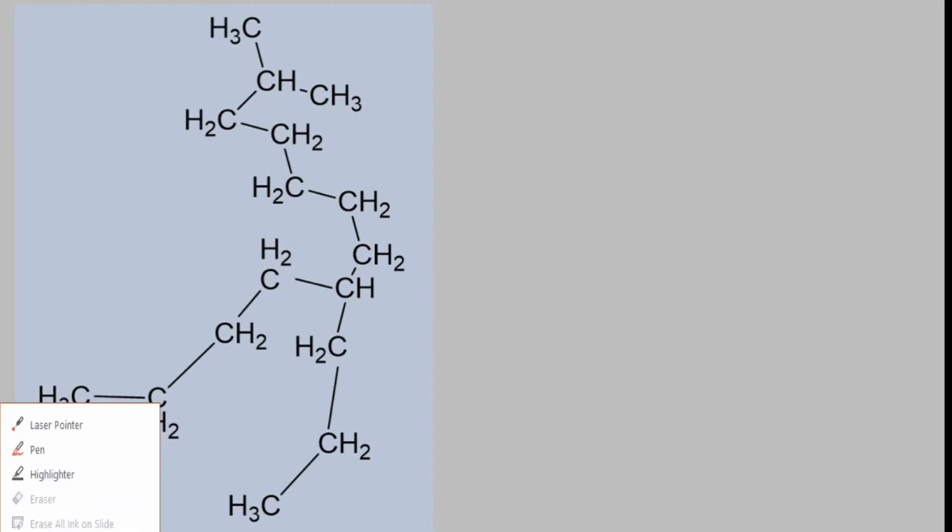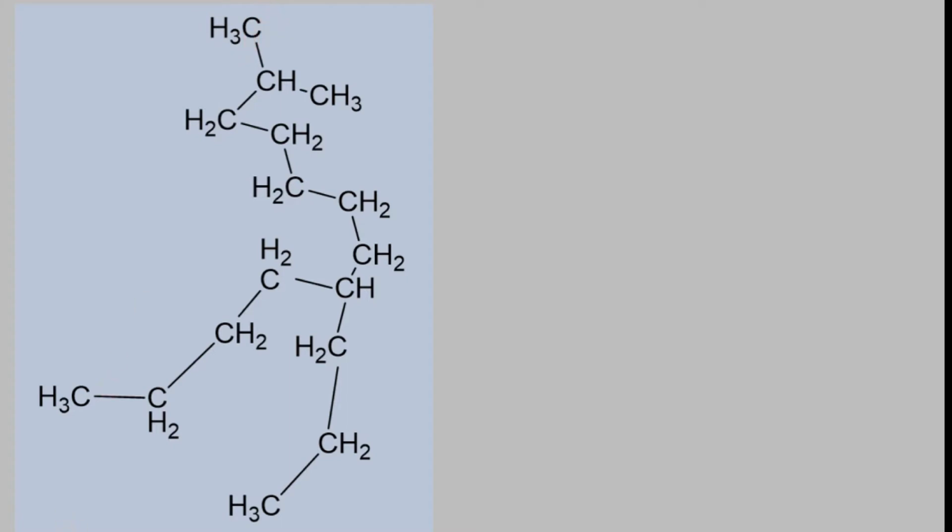So students, let's solve this structure. The first step is to find out the longest continuous chain, right? Then we locate the subsequent, and then further. So you can see here I'm going to start counting from here, right?